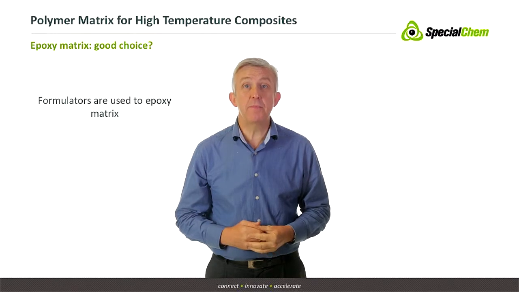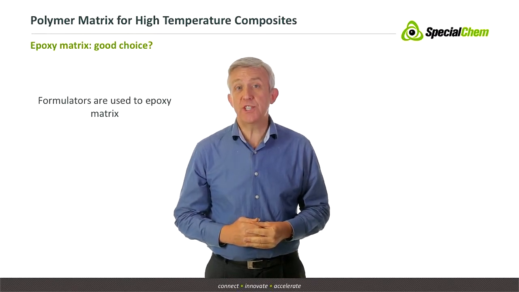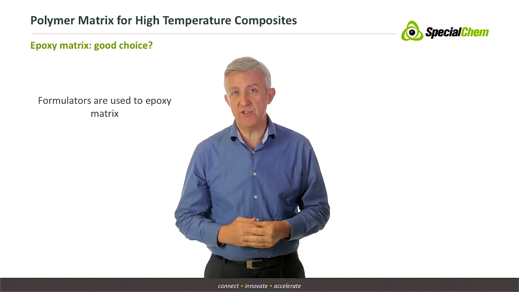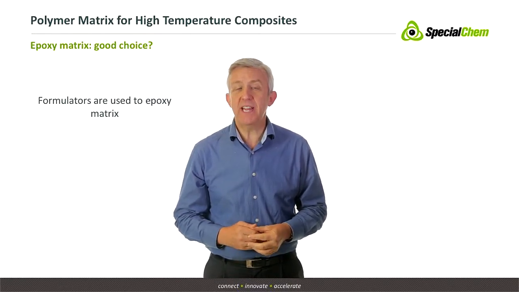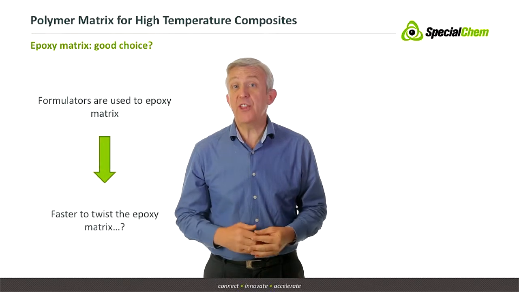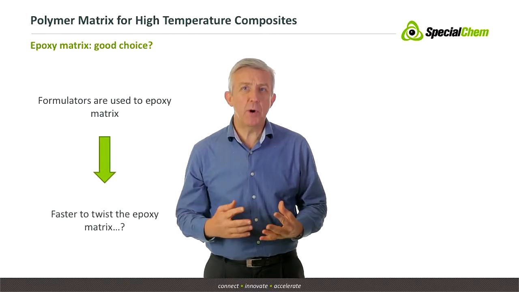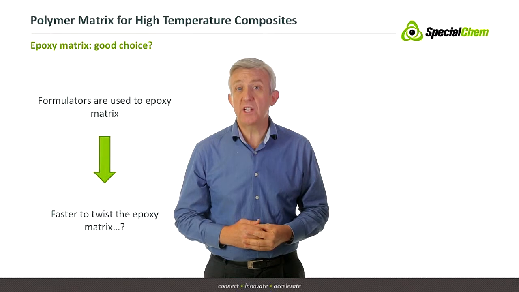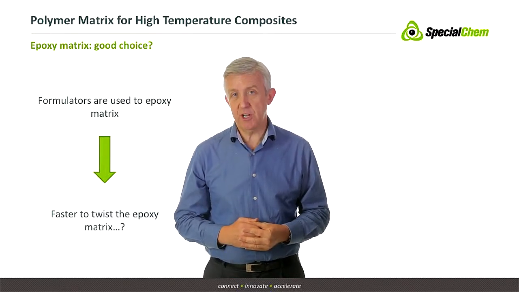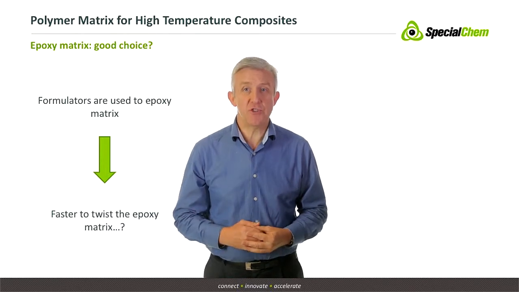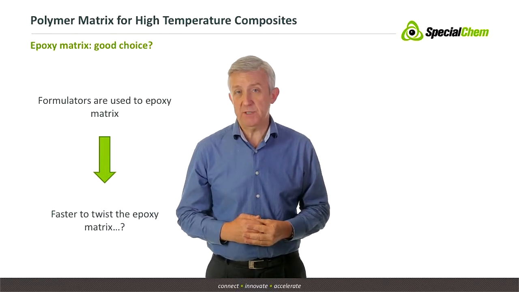Indeed, formulators are familiar with epoxies and are used to working with them as matrix materials. And on the other hand, they are unfamiliar with using many other materials. So they think it would be quicker to slightly modify epoxies to make them work at high temperatures rather than starting from scratch with a new material. This is the current general approach for selecting a matrix material.